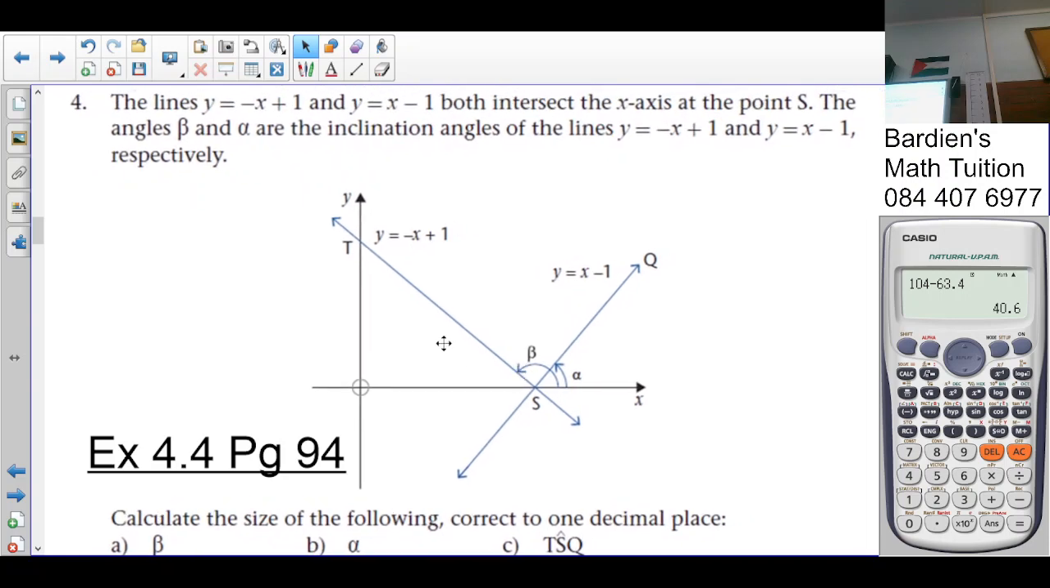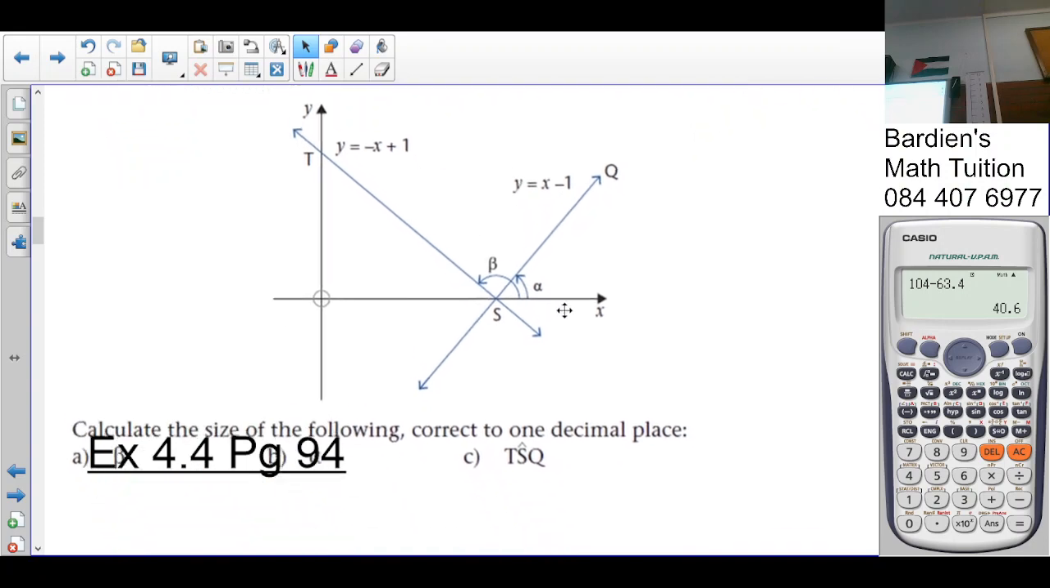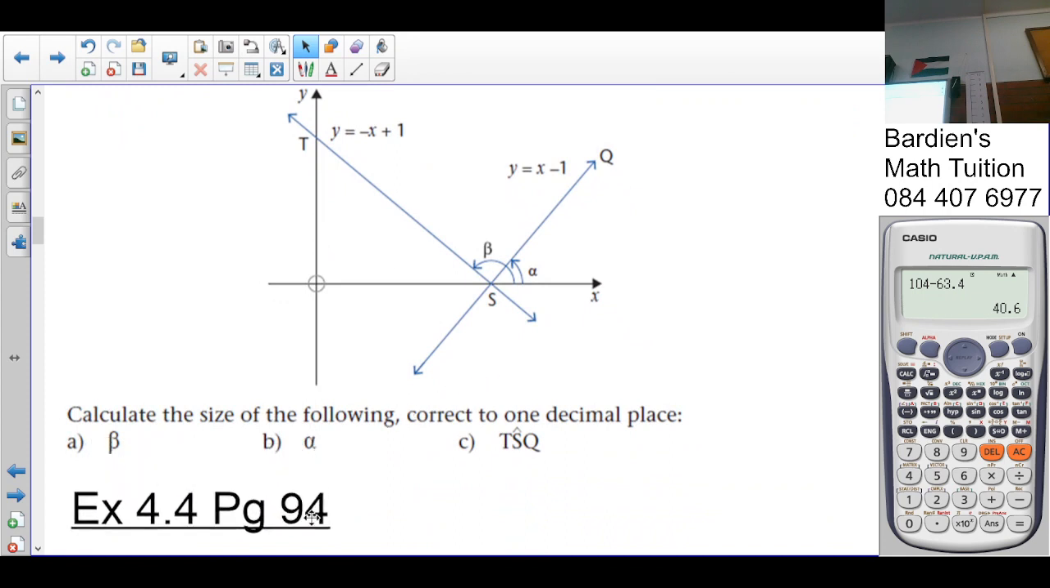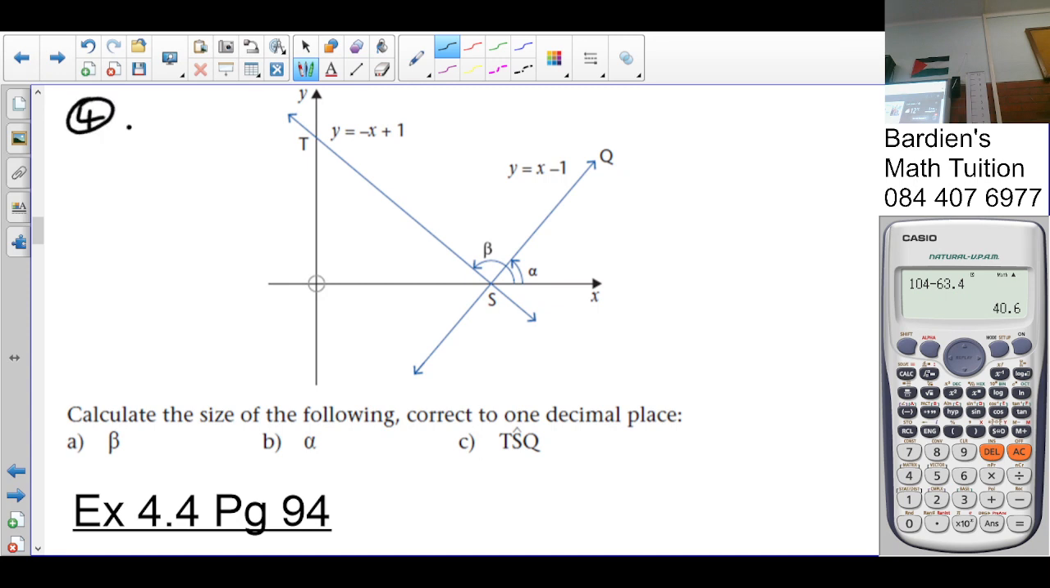We're told that the lines y is equal to negative x plus 1, which is this line here, and y is equal to x minus 1, which is this line here, both intersect on the x-axis at the point S. The angles beta and alpha are the inclinations of y is equal to negative x plus 1 and y is equal to x minus 1 in that order. The first question says, calculate beta. You guys know what to do here? Yes? Alright, I'll pause the video again for a couple of minutes, then I'll give you a chance to answer these questions, okay?